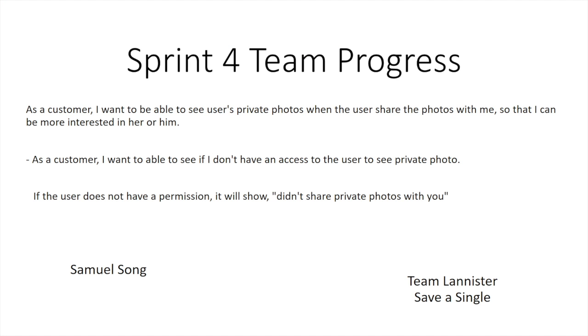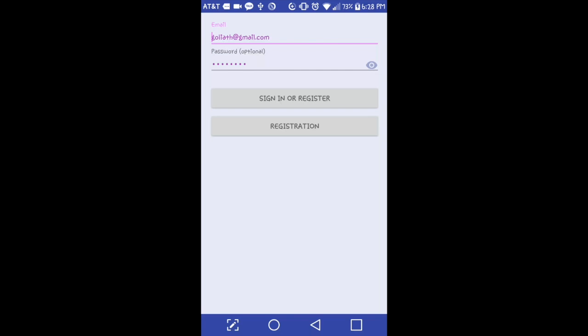The next child user story. As a customer, I want to be able to see if I don't have access to the user's private photos. Acceptance criterion: if the user doesn't have permission, it will show didn't share private photos with you. Login with Goliath. So I don't have any private photos.